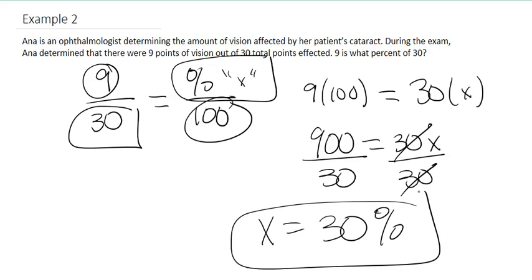So when using proportions to determine a percent, let's first write out the fraction being compared on the left. Then we're going to place a variable over the number 100 on the right of the equal sign. And then we're going to cross multiply to solve for the answer.